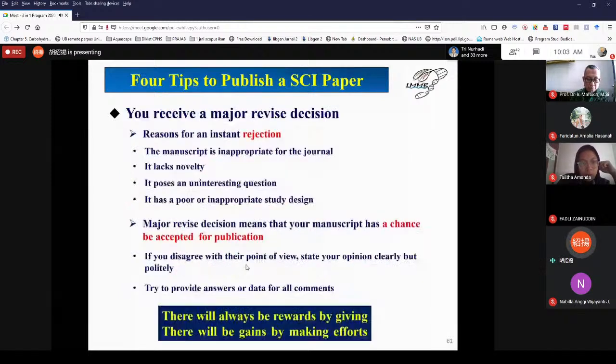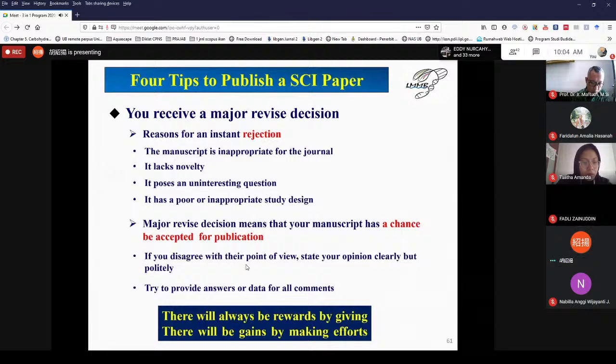After you submit your manuscript, you will get a response maybe a couple of months later. If your manuscript is rejected, no matter whether it went through the review procedure or was still in the editor's review, the reason is nothing more than that the manuscript is inappropriate for the journal, it lacks novelty, it doesn't pose an interesting question, or it has a poor or inappropriate study design.